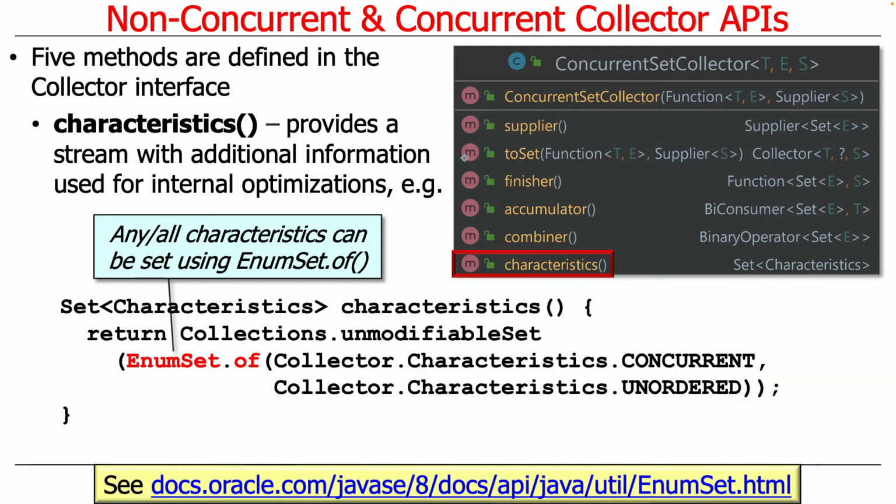Here's one way to set the characteristics. There's many different ways to do this, but one way to do it is to use EnumSet.of, and then you can pass in whichever characteristics you want to have, or not. You can have none, have an empty set, and that will be what gets passed back here. There's other ways to do that as well.